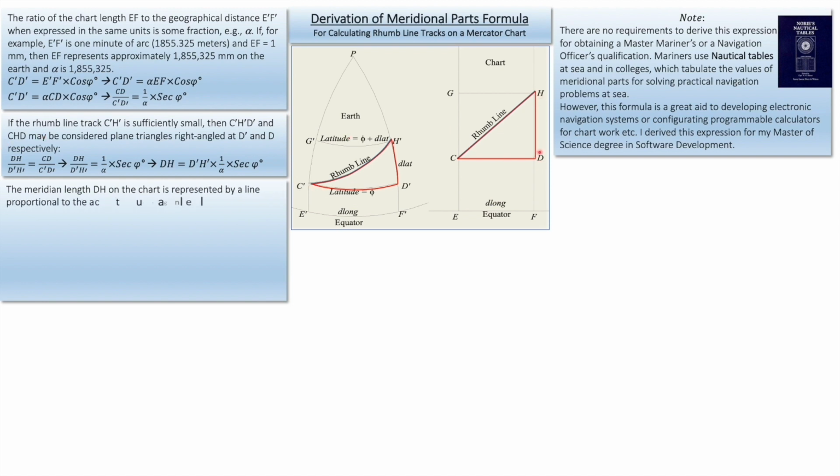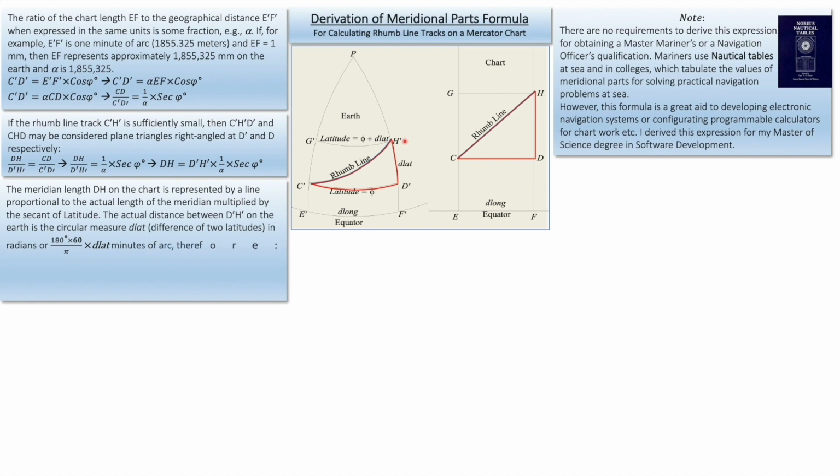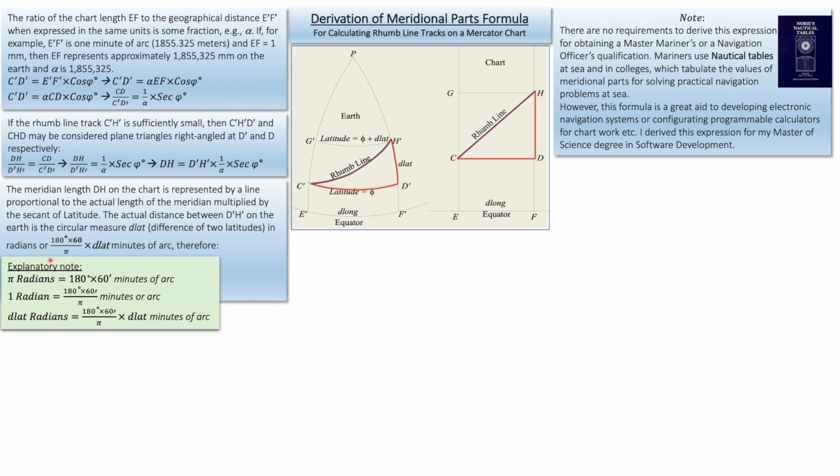The actual distance D prime H prime on the Earth is the circular measure D lat, or difference of two latitudes, in radians, or 180 degrees over pi times D lat, and we can multiply that by 60 to express that in minutes of arc. And here is a small explanatory note on how to convert pi radians to minutes of arc.